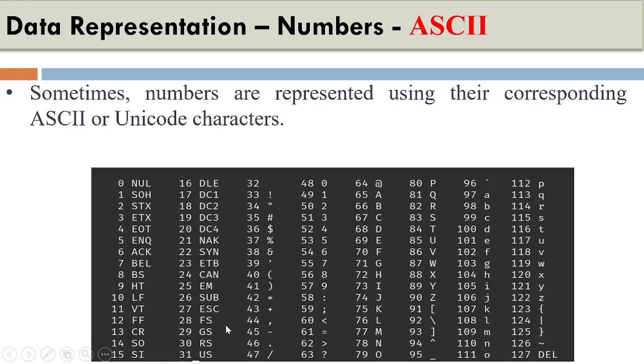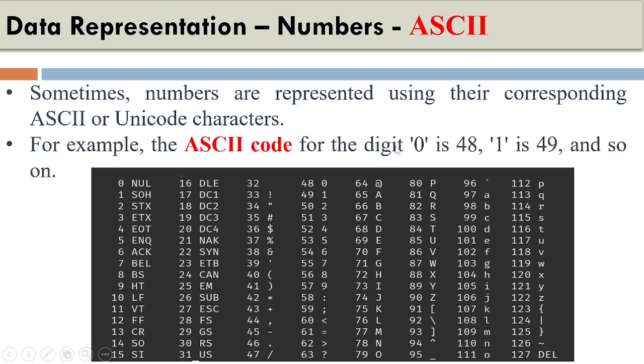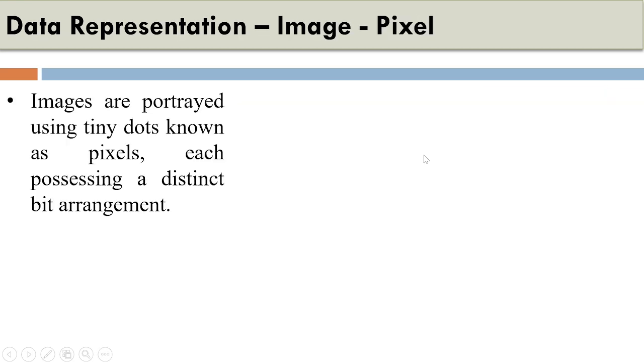Now the next one is ASCII. You can see this as the numbers which are represented using corresponding ASCII or Unicode characters. Here you can see 48 represents 0, 49 is 1, 50 is 2, and so on. And you can also see the alphabets and special characters being encoded using ASCII. Now let's go to the next one.